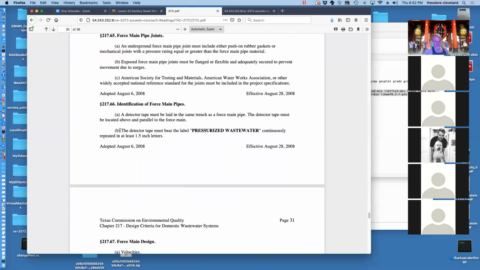The more on force mains, here's an interesting portion: buried along with the force main is a detector tape that's labeled with pressurized wastewater. So it kind of seems dumb to put a pipe in the ground, put labels on it, and then bury it. But that overkill in terms of labeling is to protect future workers. If they dig into that and they come across the detector tape, they know that that pipe contains pressurized wastewater, and they don't want to break it.